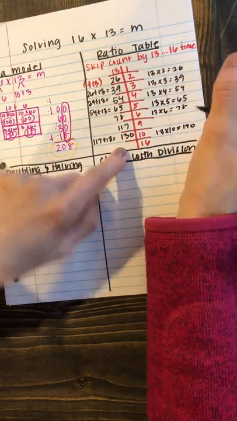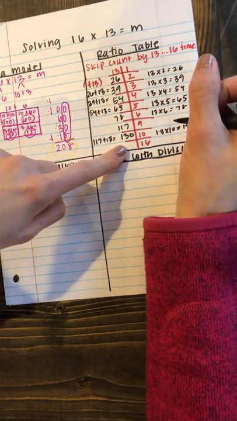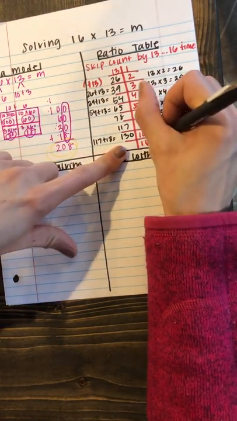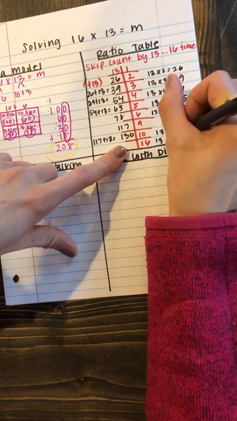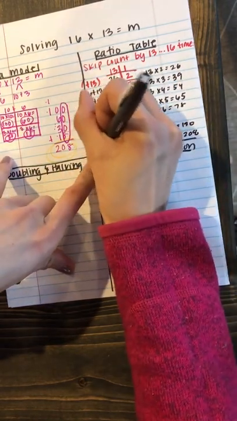And then down to 16, so we skipped a few numbers here because of the space that we have, but 13 times 16 is 208, or 130 plus.